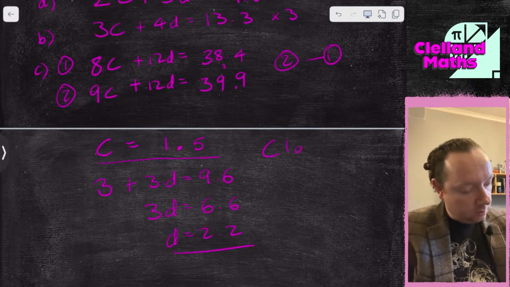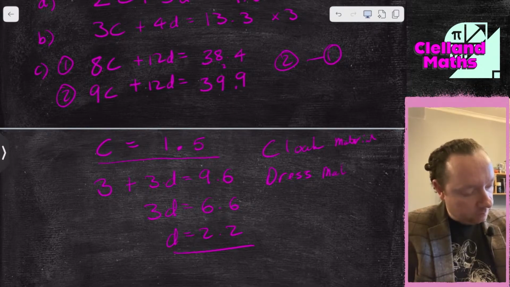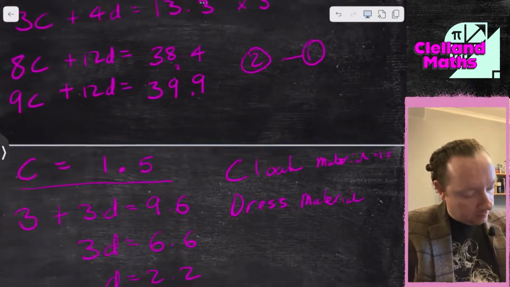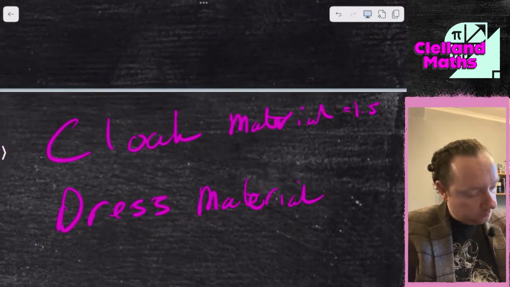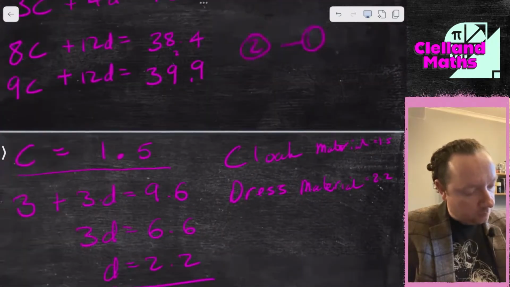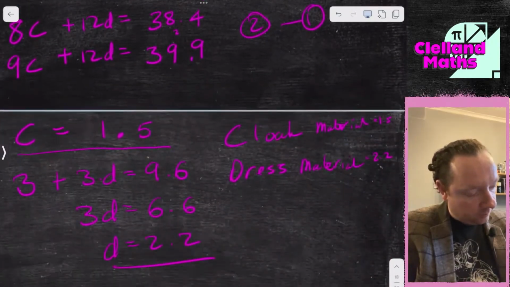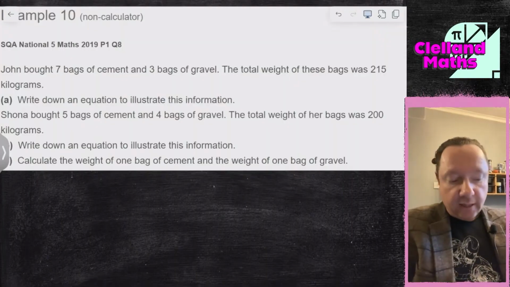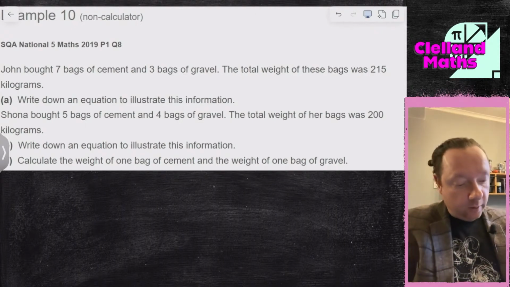So cloak and dress, this is material. So material 1.5 and 2.2. And let's just check our units, probably square meters. Yep, square meters. So we just type in meters squared, and we're done there.